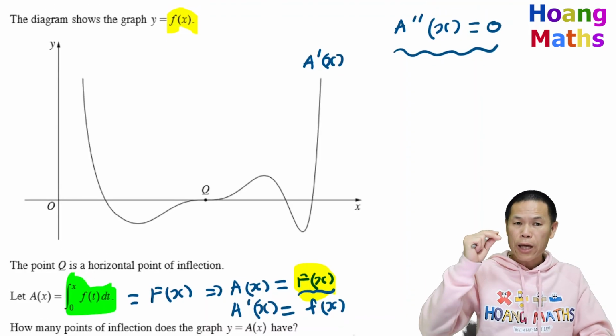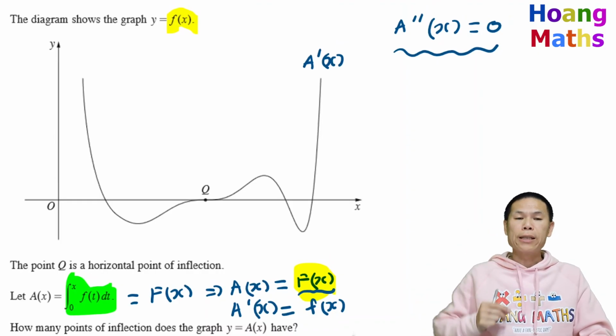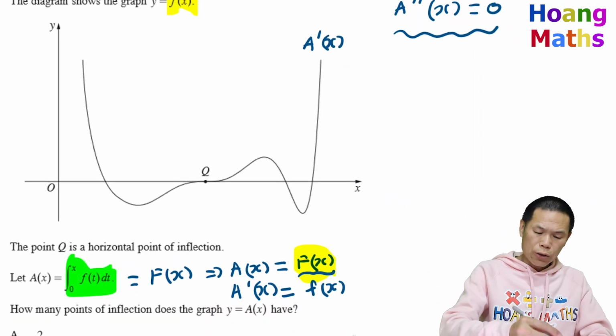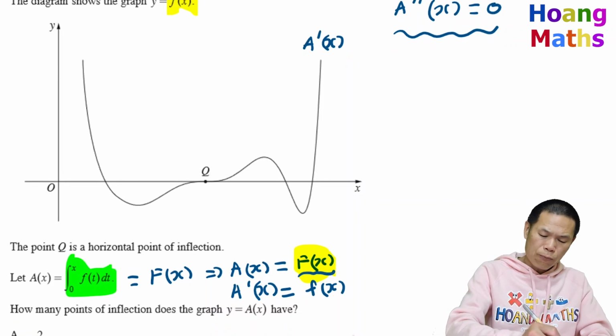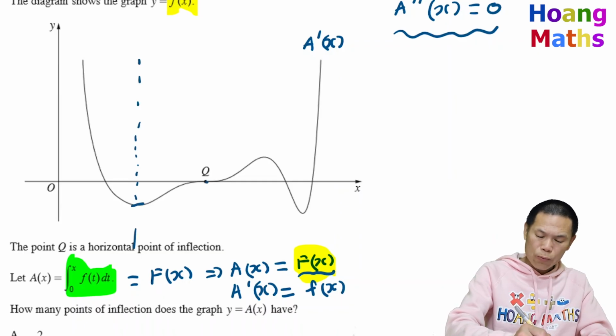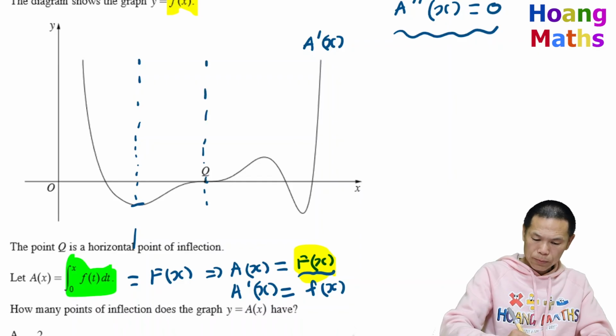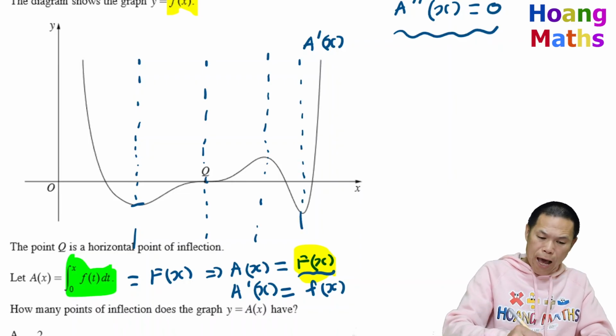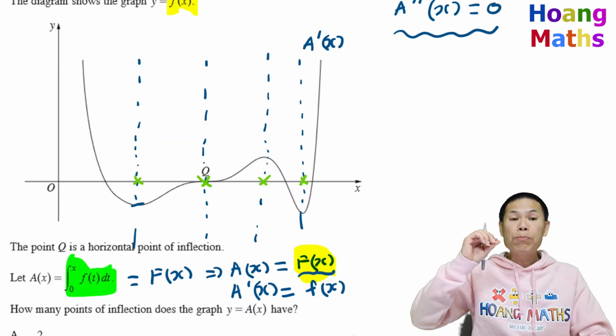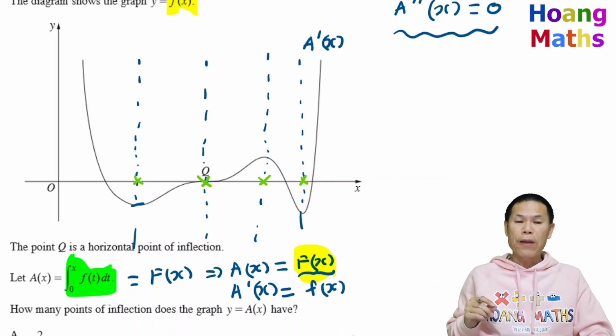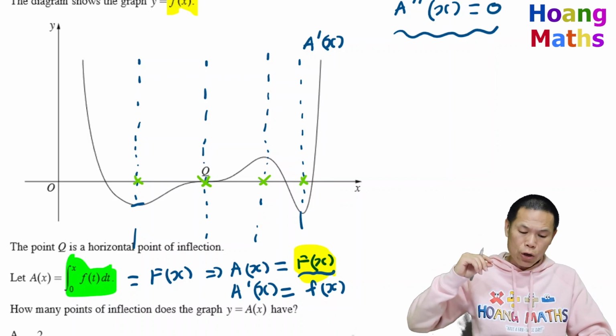So I can just get the gradient of this, which will give me A''(x). Let me quickly do it. To graph this, we know that if we differentiate A'(x) again, this is 0, and this is 0 at q as well, and this is 0. Please keep this in mind for me, and this is 0. So these points are where A''(x) is equal to 0. So these points have possible points of inflection. It's possible, okay, but not always.